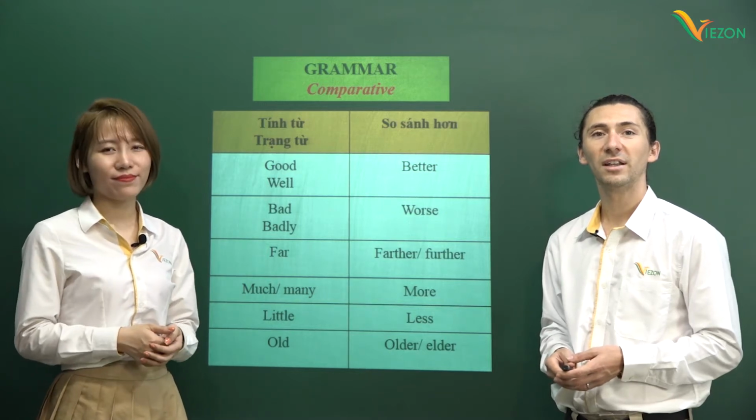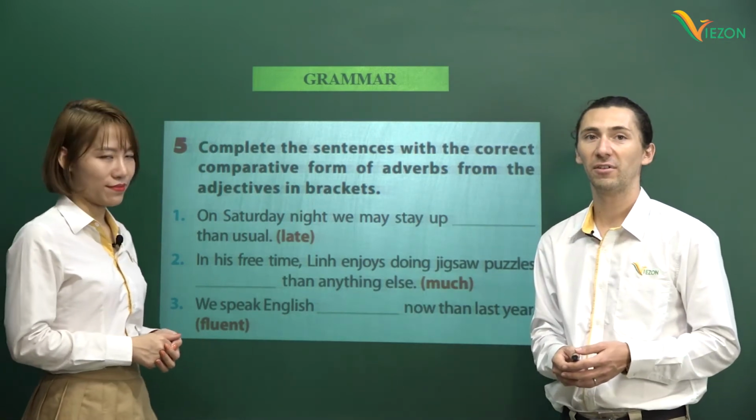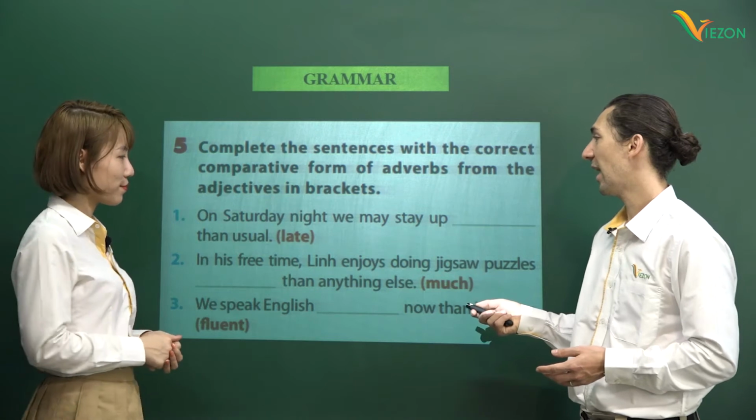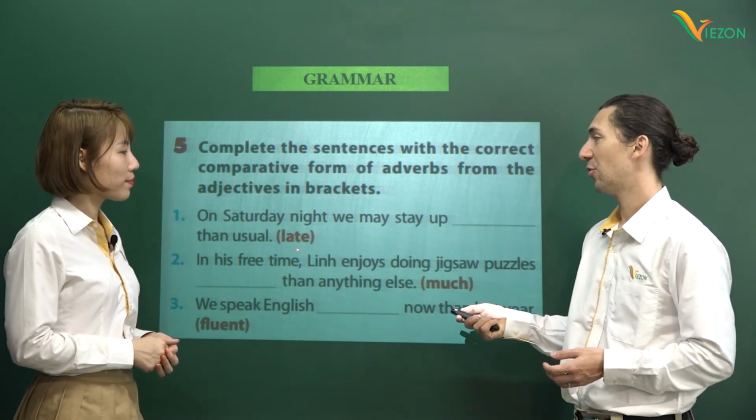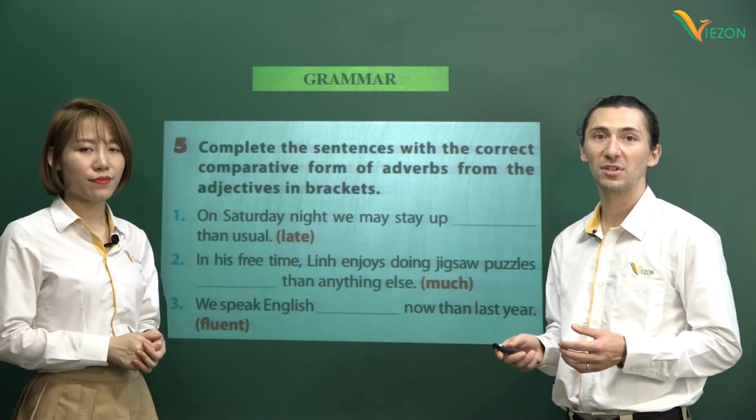All right, let's continue. So now we have a few exercises using the comparative. We have a sentence, and then we have a word in the brackets. It's either an adjective or an adverb. And we have to use the correct form in order to use this word.